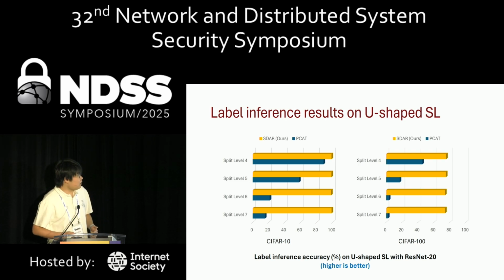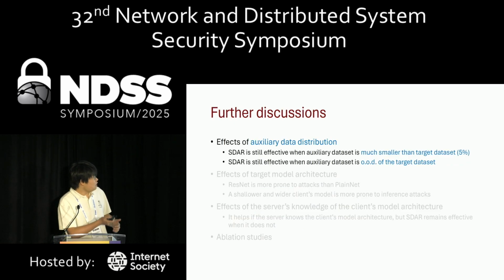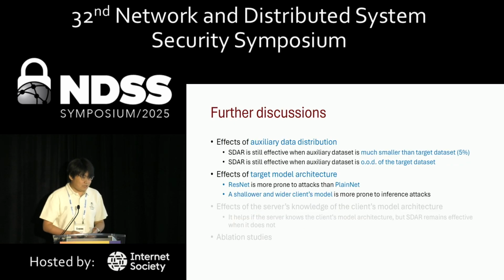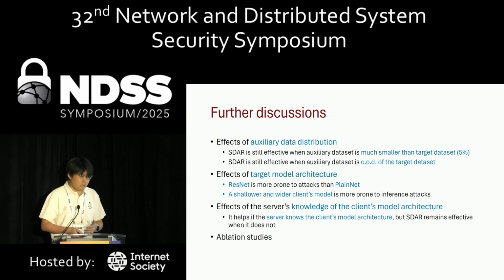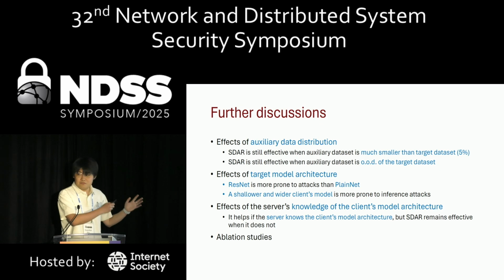So in our paper, we also discussed some other things. We look at the effects of auxiliary data distribution or target model architecture, and the effects of the server's knowledge of the client's model architecture. And we also do some ablation studies. You can check out the paper for the details.